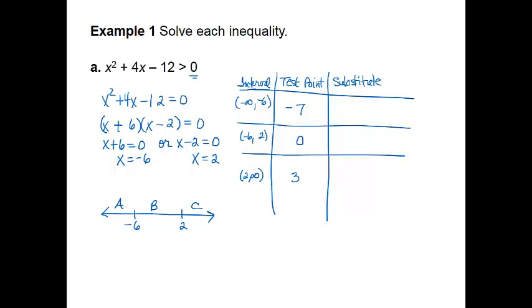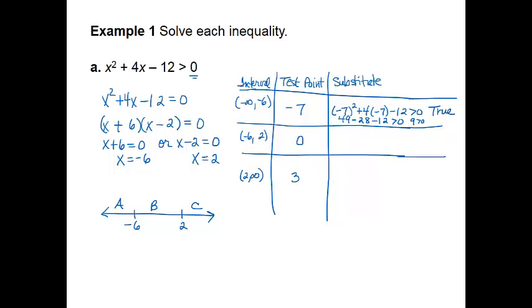If I replace x with negative 7, I'm replacing the variable in the original inequality. So negative 7 squared plus 4 times negative 7 minus 12. And what I want to determine is, is that greater than 0? Well, that's 49 minus 28 minus 12, or 49 minus 40, which is 9, which is greater than 0. And so that results in a true statement.